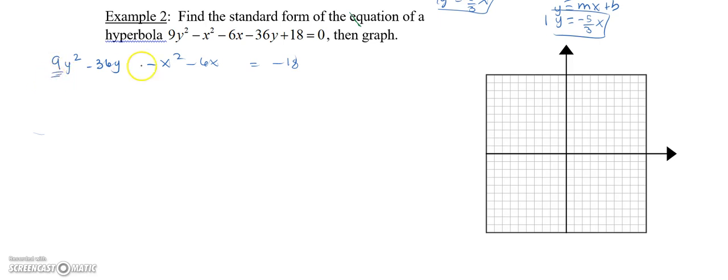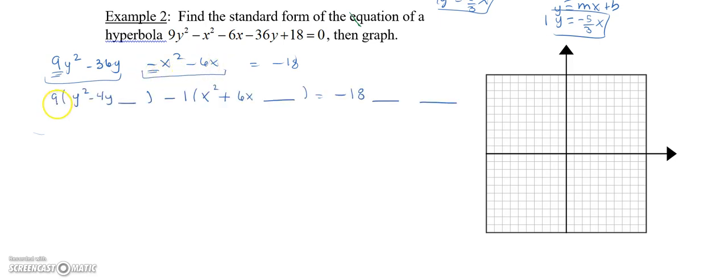So here I have a coefficient of -9, and here I have a coefficient of -1. So you have to factor the 9 out of everything having to do with the y's, and the -1 out of everything having to do with x. So let's do that. So here I factored my 9 out of my 2 terms and my -1 out of my 2 terms. So I'm going to continue completing the square.